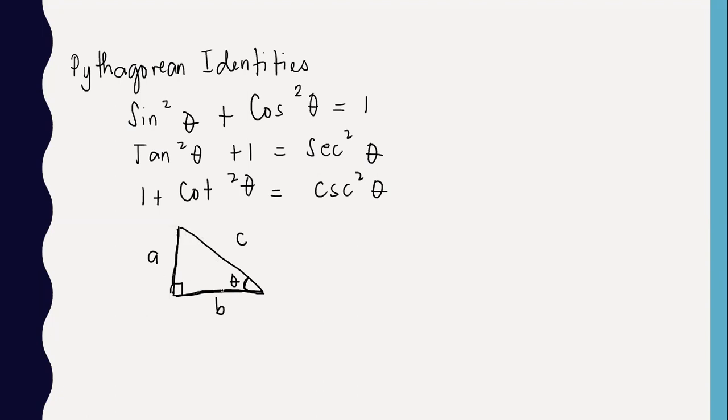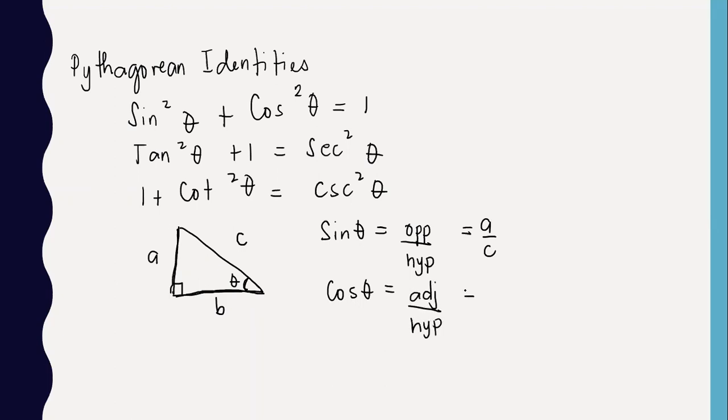Now, under the trigonometric functions, we have sine theta equal to opposite over the hypotenuse. Therefore, that is equal to A over C. While cosine theta is equal to adjacent over the hypotenuse, which is equal to B over C. While tangent theta is equal to opposite over adjacent. Therefore, that is A over B.